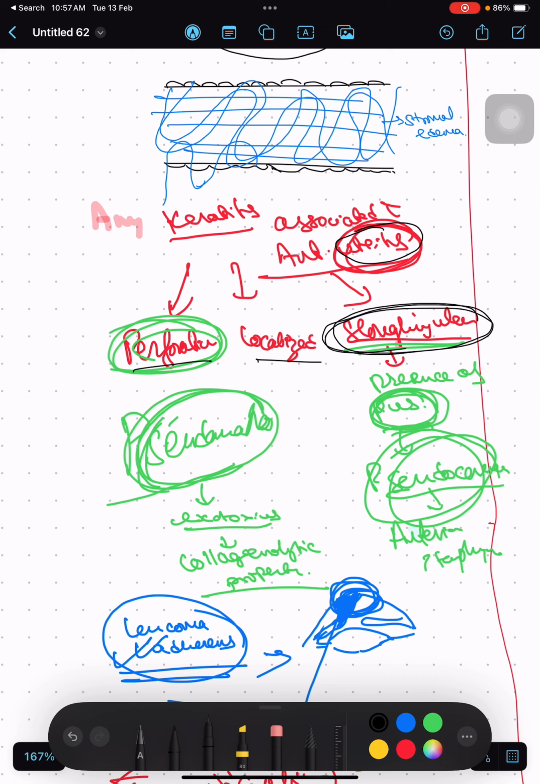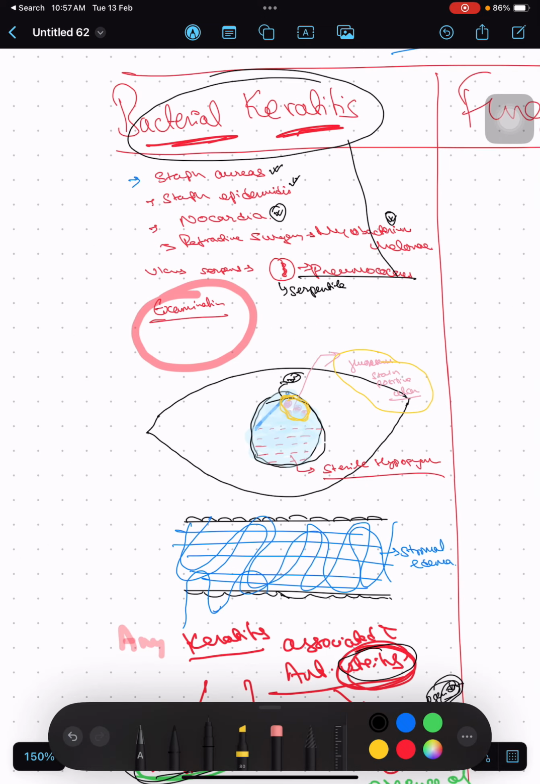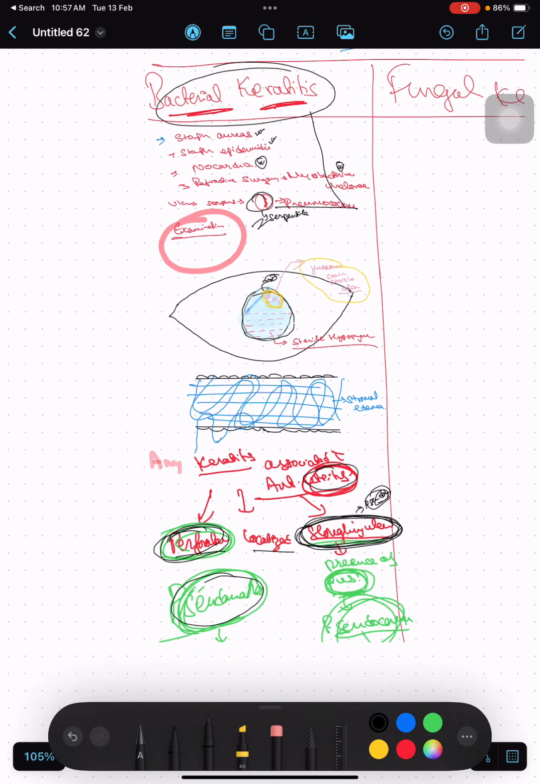So whenever the term sludging ulcer comes, you need to always remember that sludging ulcers refer to the pseudocornea because of the excess amount of pus. It resembles a pseudocornea. And perforation is because of Pseudomonas. Pneumococcus is serpentine necrosis. Often we get confused in this one.